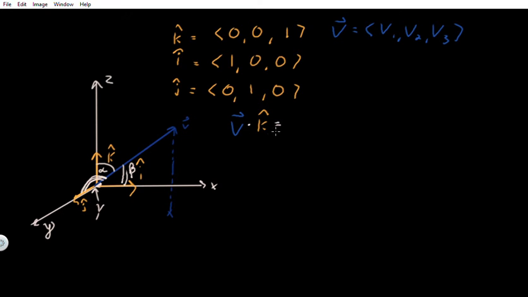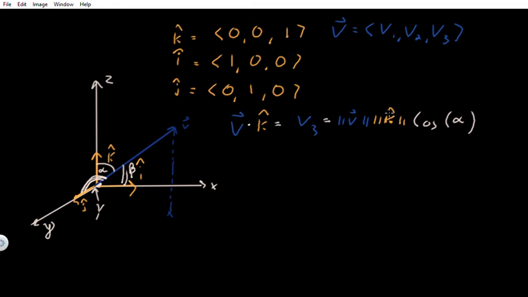Well, if you do this, it would be v1 times 0, which is 0, plus v2 times 0, which is also just 0, plus v3 times 1, just v3. So this answer would just give us v3. This would be the dot product of vector v with k hat. And I could also rewrite this, because remember our other definition of the dot product. This can also be written as the magnitude of v multiplied by the magnitude of k hat times the cosine of the angle between them. And what's the angle between them? That's none other than angle alpha.